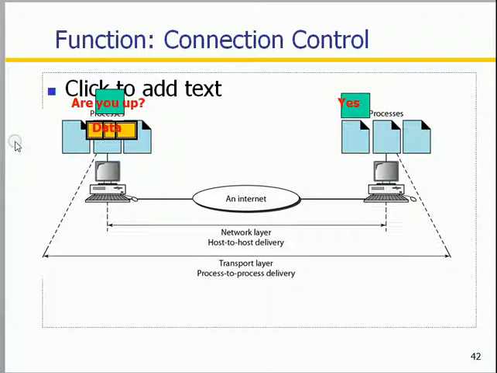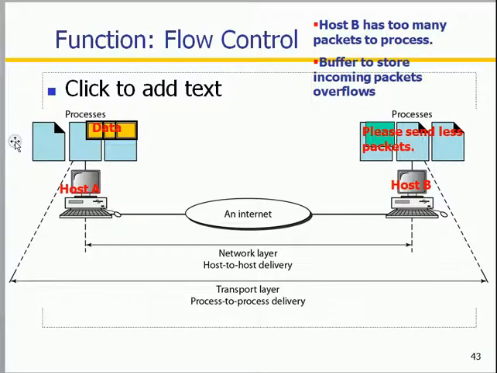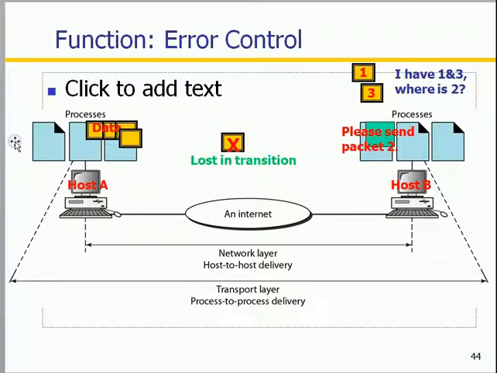Connection control, controlling the connection. So if the traffic is high, then the process will let you know that I cannot receive it right now, so please send it later. So that's connection control. Flow control, if it has too many bufferings, then please send it later, please send less packets, please send more. That's the idea of flow control. And error control, if hey, I didn't receive data 2, where's 2? I received 1 and 3. Error control, that's the work.